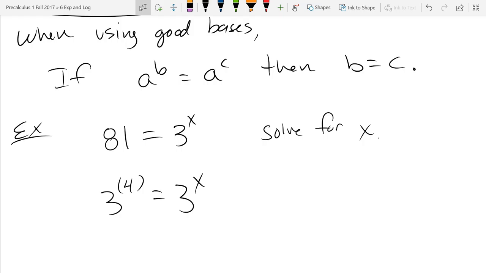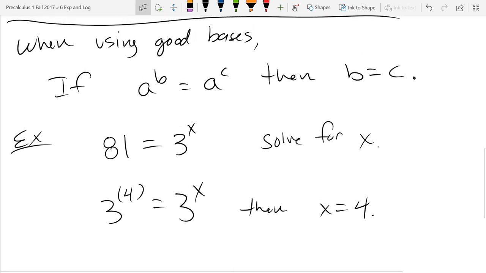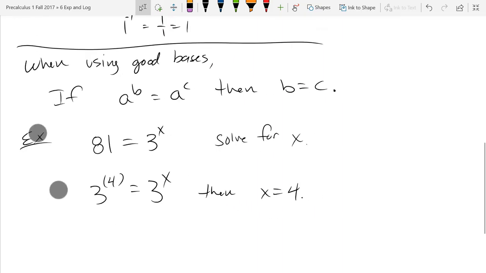So I just rewrote 81 as 3 to the 4th power, and these bases are now the same. They're both good, so that means the powers have to be equal. So x has to equal 4.